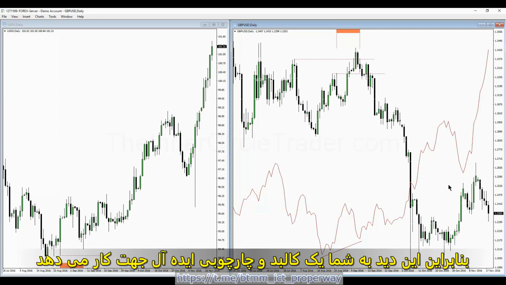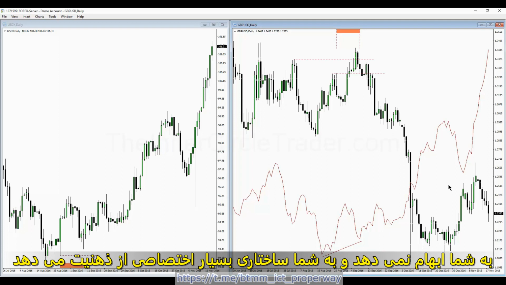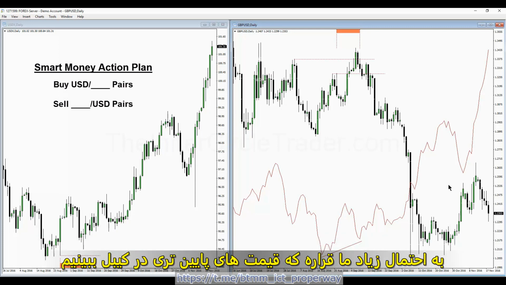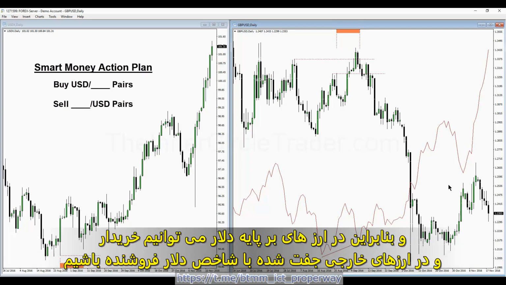So it gives you an ideal context to work within and gives you a framework. It doesn't give you ambiguity. It gives you a very specific frame of mindset going in, knowing that if this is a daily chart and we're seeing underlying strength in the dollar, and we're seeing potential distribution in British pound USD, most likely we're going to see lower prices on cable, so that way we can be a buyer on dollar-based currencies or a seller on foreign currencies that is paired up with the dollar index.